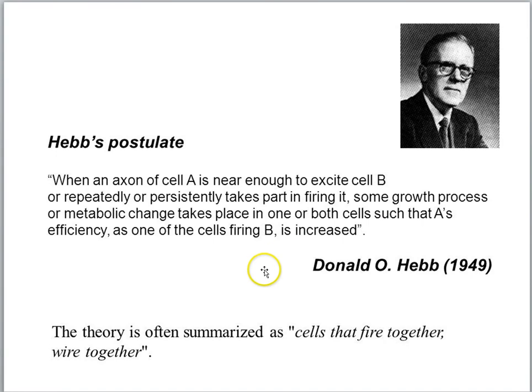Also in the mid-1900s, a Canadian psychologist by the name of Donald Hebb articulated what is today still sort of the basic understanding of what's happening during a learning process. He said that when an axon of cell A is near enough to excite cell B, or repeatedly or persistently takes part in firing it, some growth process or metabolic change takes place in one or both cells such that A's efficiency as one of the cells firing B is increased. Today, it's often summarized as cells that fire together, wire together.